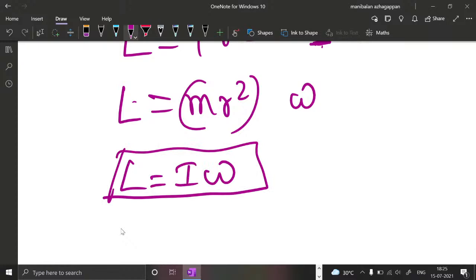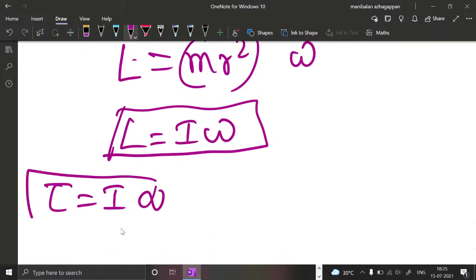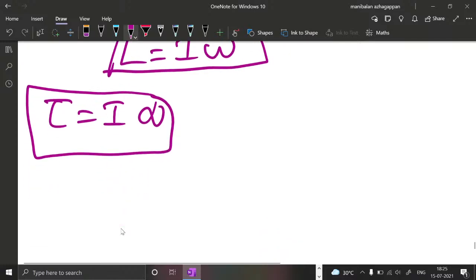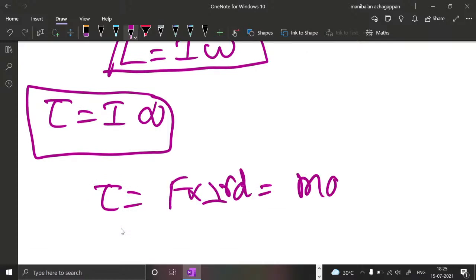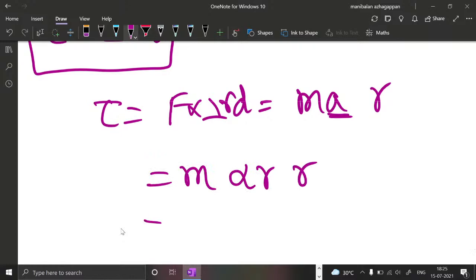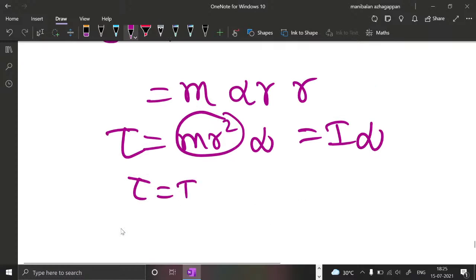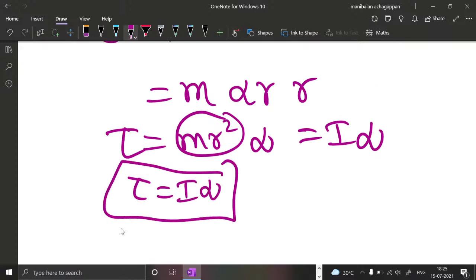The next one, torque is equal to I alpha. This equation also we are going to prove, and this small relation will help you do problems. Torque is equal to force into perpendicular distance. Force is mass into acceleration, and the perpendicular distance is r. I already know a is equal to alpha times r, so the torque is m r square into alpha. Everything together we can call the moment of inertia, so I alpha is the torque. Torque is equal to I alpha. Keep that in mind too.